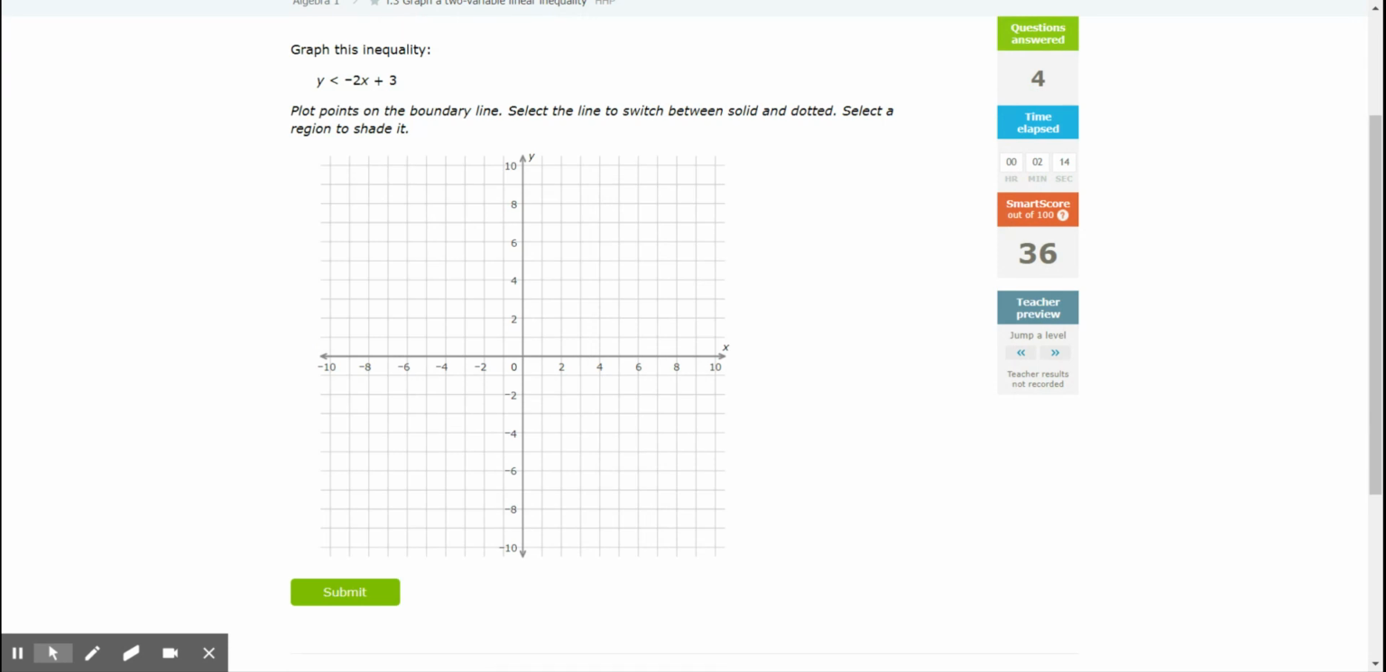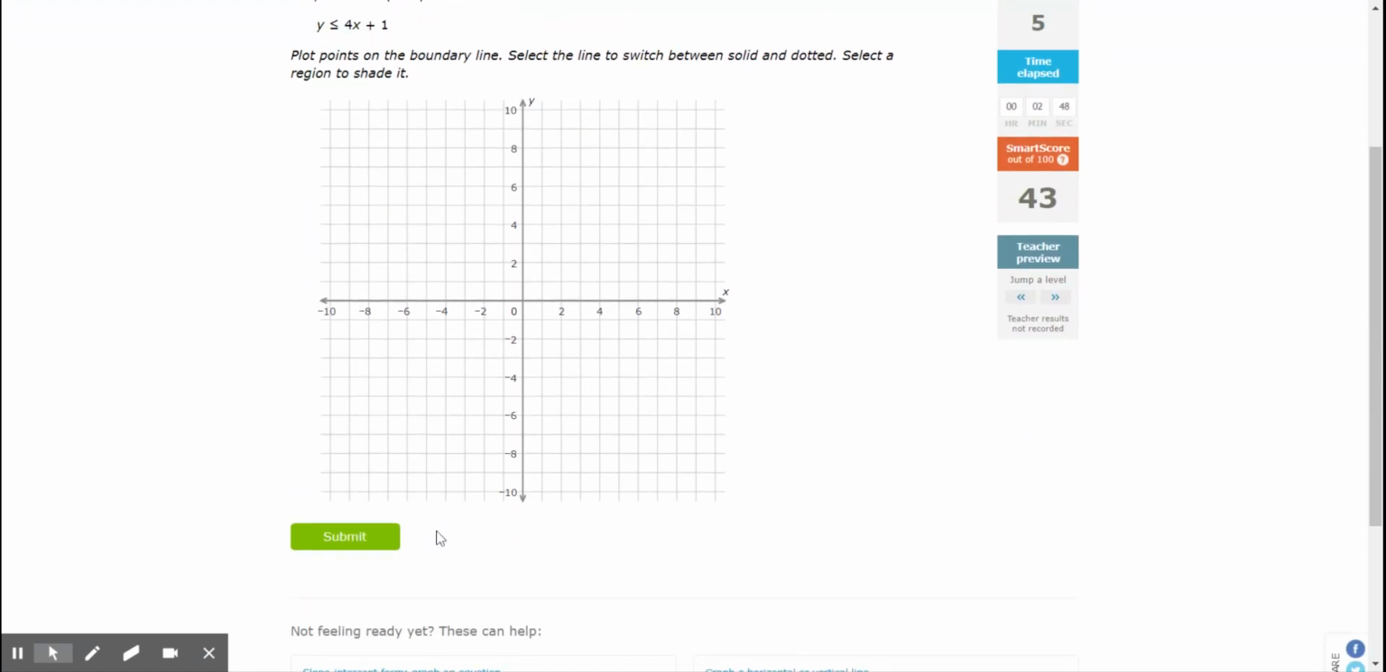The next one is going to be the one that requires the most knowledge of the unit. So here at +3, right on our y-axis, and then our slope is -2, so that means down 2, and the denominator here is +1. So we're going to go down 2 and then over +1. I'm going to click on the line again to make it dotted because we don't have a line underneath the symbol. And then this is a less than symbol, so we're going to go ahead and shade below the line.